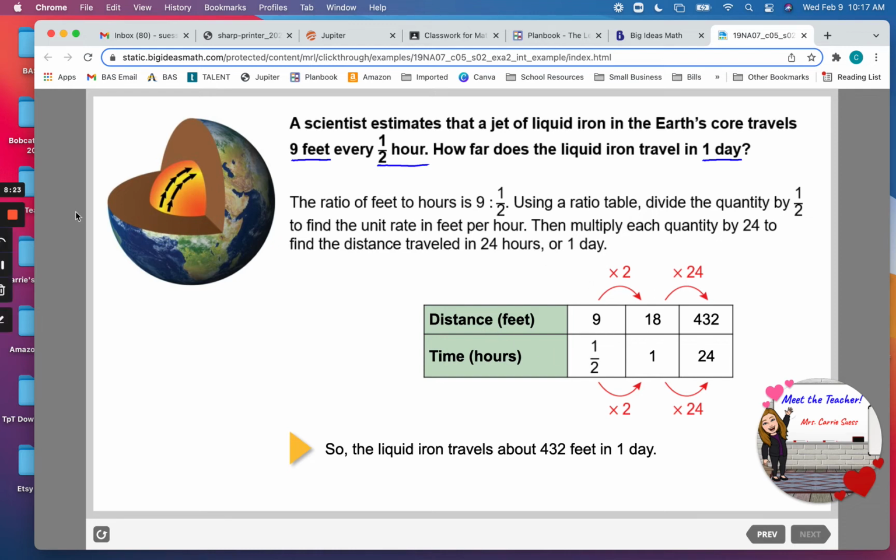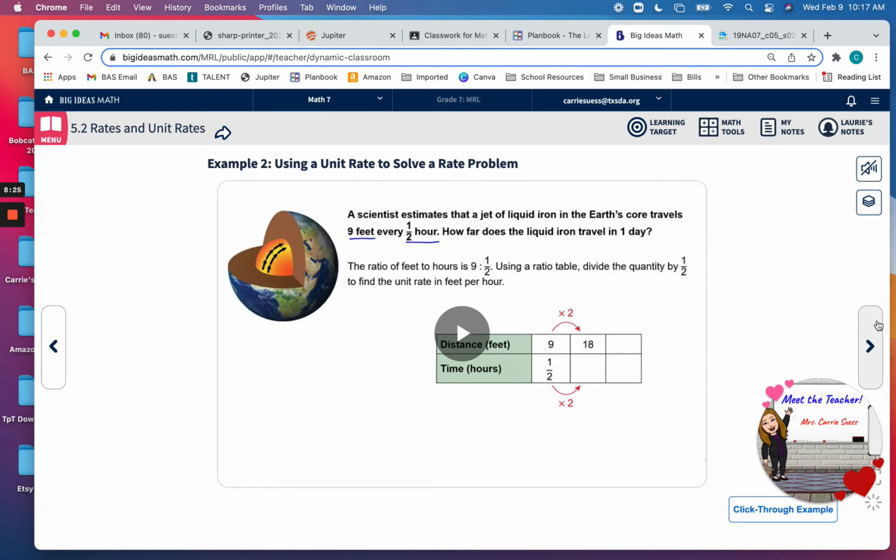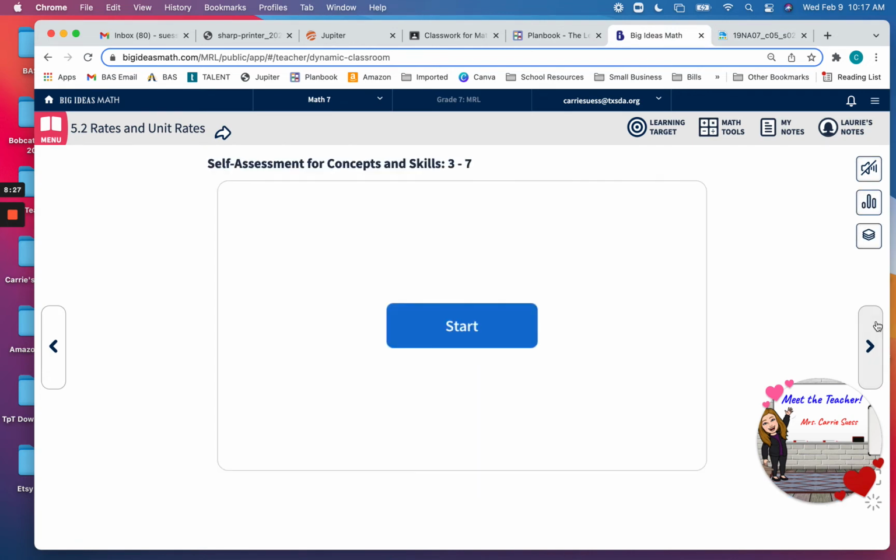All right, go do your, let's see, try it number 2 and self-assess through number 7. Work on that.